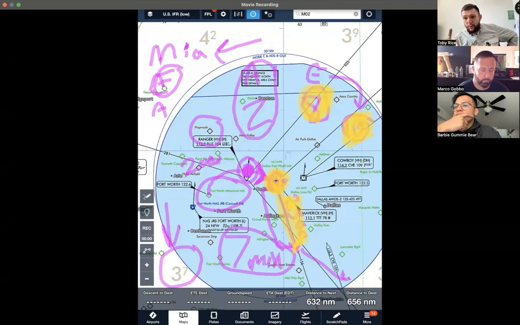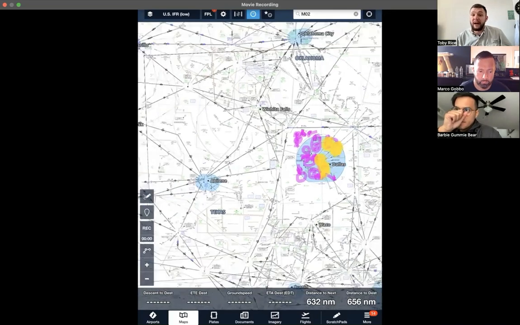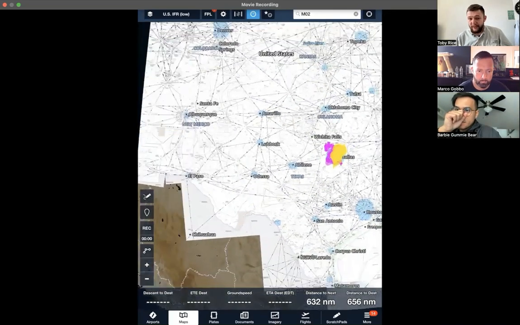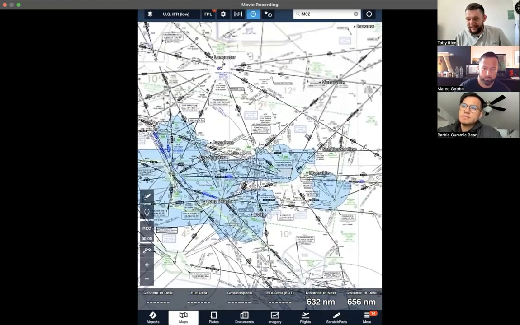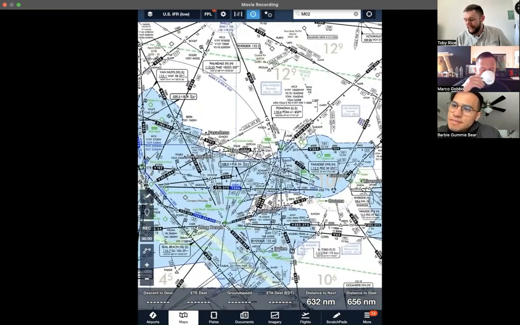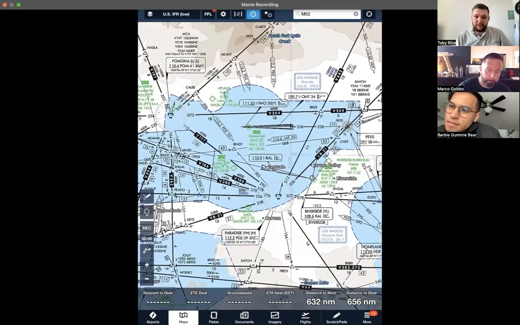Now, there's one more complication I want to mention to you. Let me show you. This is highly complicated, but I'm going to simplify it because that's kind of what I do. We're going to go down here and look at the approach into Chino Airport.